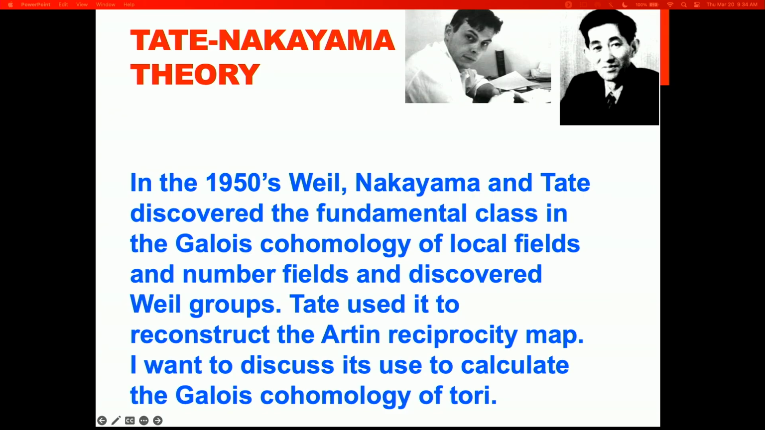So in the 1950s, Tate and a number of people, including Tate, Nakayama, and Weil, discovered the fundamental class in the Galois cohomology of either local or global fields, and the associated Weil group. And for instance, Tate used it to reconstruct the Artin reciprocity map. And so the first thing I'm going to do is discuss how to use it to calculate the cohomology of tori.